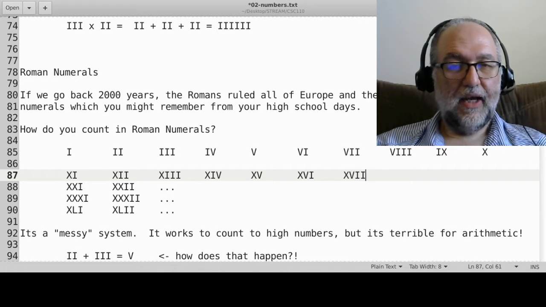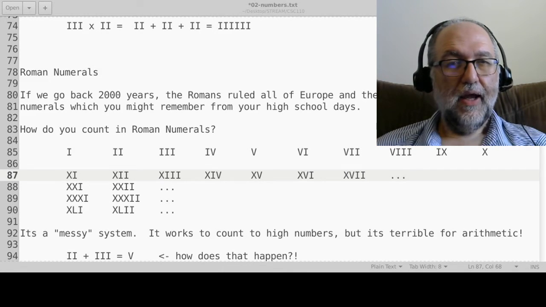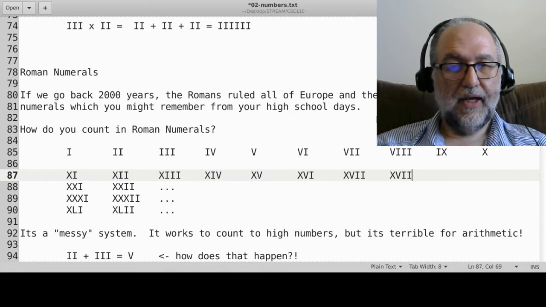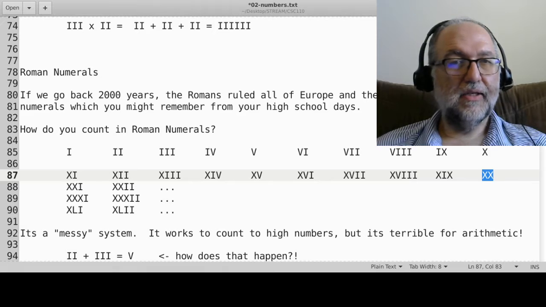Okay, and then you get 17, and so on. Like that. All right, I'll just put some dots there. And then you had 20. You know what? I didn't put 20. Let me go up to 20. So here's 18, here's 19, and here's 20. So 20 is 2 10s.